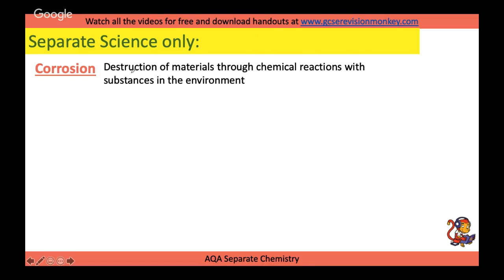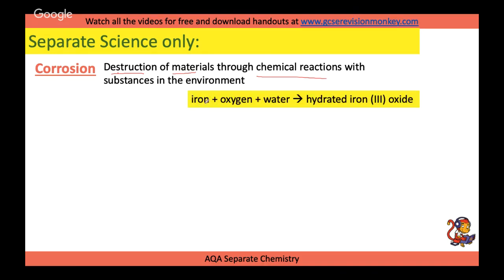So corrosion in general is the destruction of materials through chemical reactions with substances in the environment. So it's often to do with metals reacting with substances in the environment. A particular one that you need to know about is rusting. And rusting is to do with the metal iron very specifically. Iron reacts with oxygen and water to make hydrated iron oxide, otherwise known as rust. Now, importantly, both oxygen and water are needed for this process.